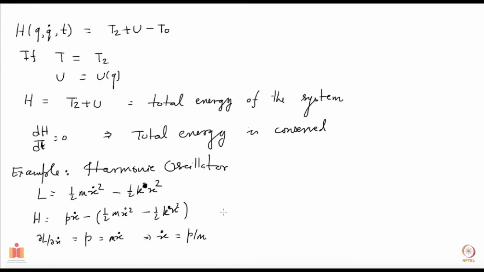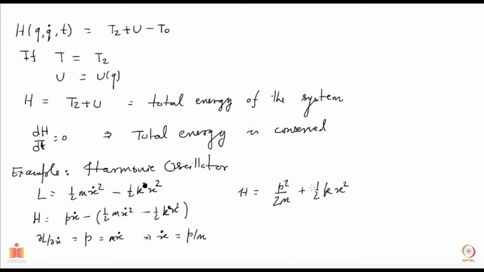And where were we? Yeah. So with this, I can write the Hamiltonian to be p squared over 2m. I'm just substituting for x dot, p over m. So I get p squared over 2m plus half k x squared. So that's the Hamiltonian, which you already knew because this is the total energy for this system.